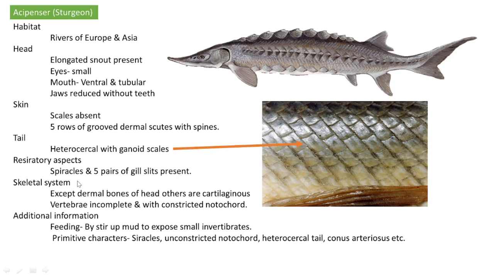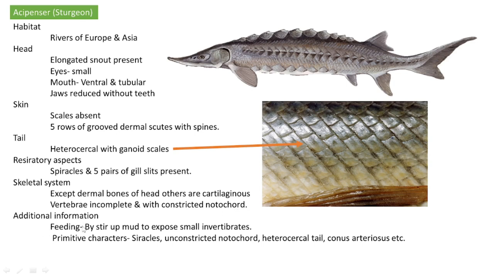Respiratory aspects, spiracles are present. 5 pairs of gill slits are also present. Then skeletal system. Regarding the skeletal system, except the dermal bones of the head, other parts are cartilaginous. That means they are soft. Then vertebrae is incomplete and also with a constricted notochord. That is regarding the skeletal system.